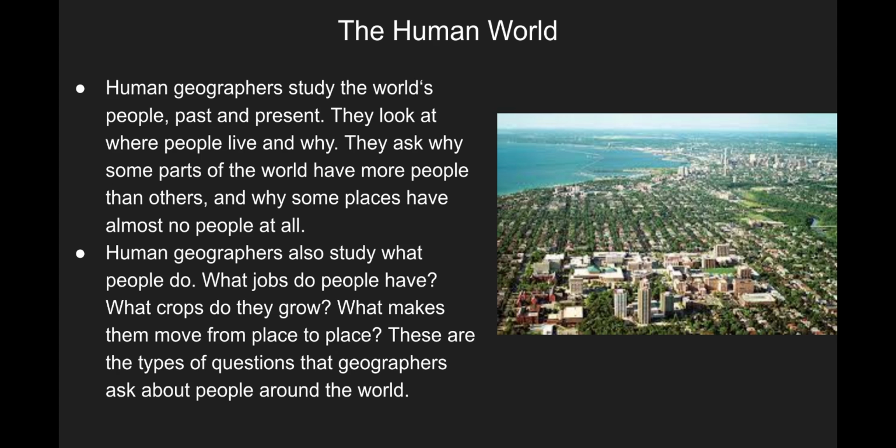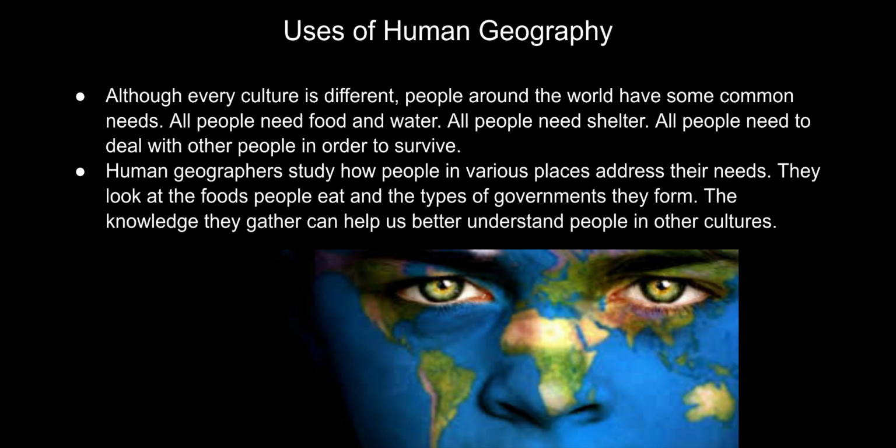Human geographers study the world's people, past and present. They look at where people lived and why. They ask why certain parts of the world have more people than others, and why some places have almost no people. Human geographers also study what people do, what kind of jobs they have, how they grow up, whether they are industrial blue collar people, white collar, or whether they grow crops and things like that. These are questions that human geographers are going to study.